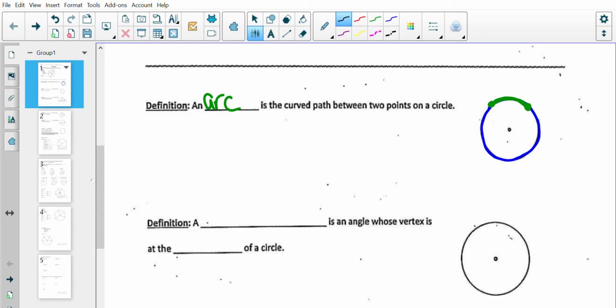A central angle is an angle whose vertex is at the center of a circle. So a central angle has to start, let's call this circle O, so there's our center. A central angle is an angle whose pointy part, the vertex, is at the center. So something like that would be a central angle.